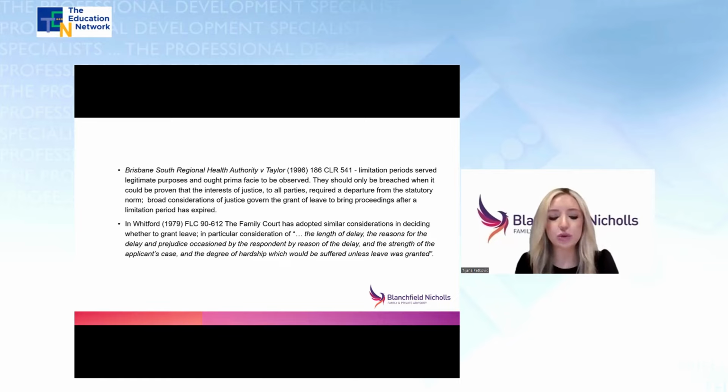The Family Court has adopted similar considerations in deciding whether to grant leave, and in particular consideration of the length of the delay, the reasons for the delay, and prejudice to be occasioned by the respondent by reason of the delay, and the strength of the applicant's case and the degree of hardship which would be suffered unless leave were granted.